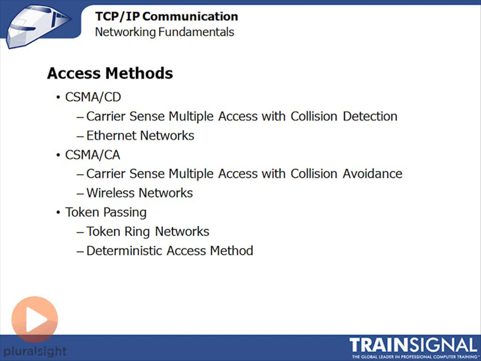Now, the last access method that I want to go over with you is something called token passing. This is a deterministic access method, which is not used nearly as much today as it was, let's say, a decade ago. It was typically used in a token ring network, and there is a whole long description of exactly how it works. But the basic idea is that you have this thing, it's a technical term, a thing. We'll call that thing a token.